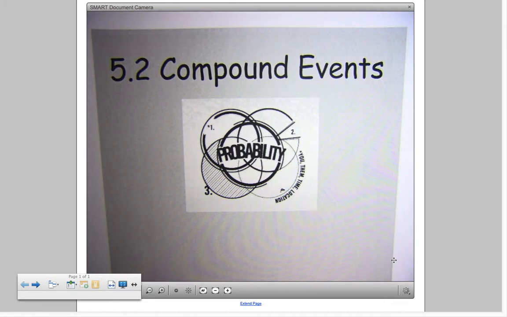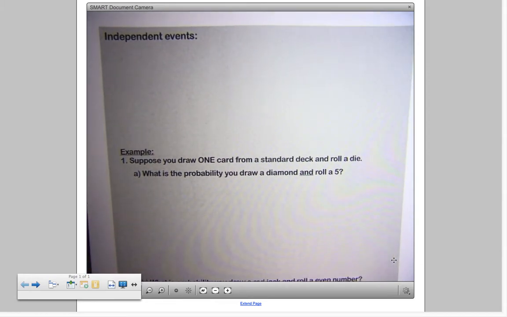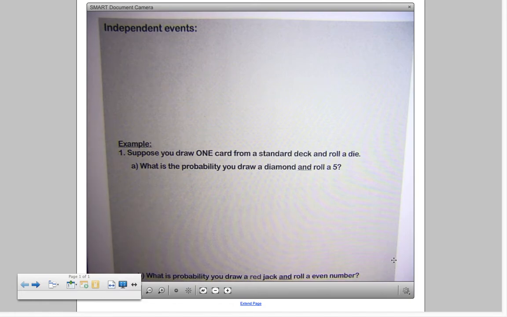Okay, so we're going to start with 5.2, which is over compound events. All right, so the first thing we're going to go over is independent events.